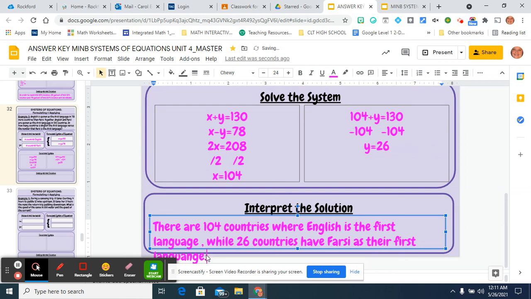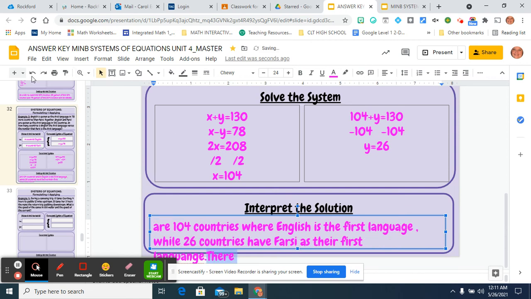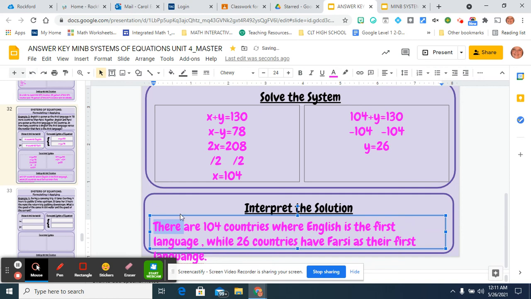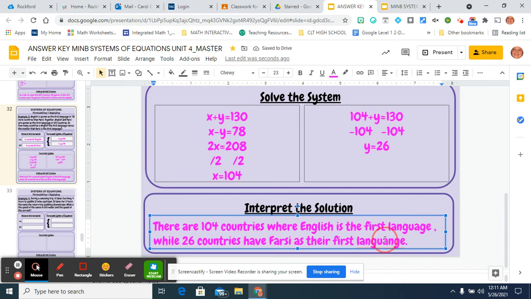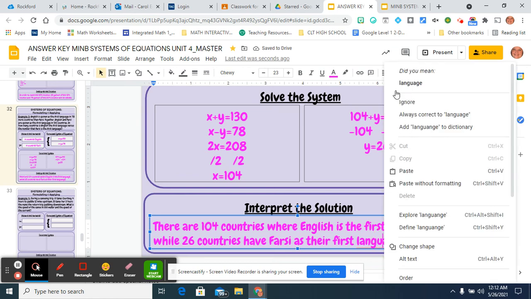One outside the box. Of course, I didn't spell language right because it's kind of late at night.